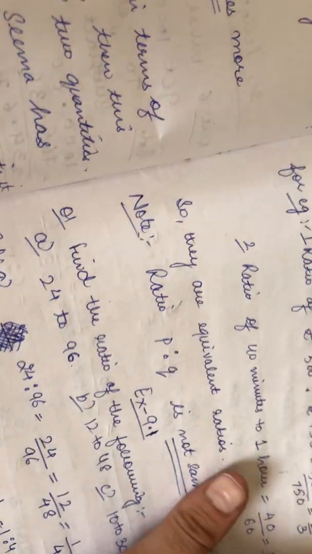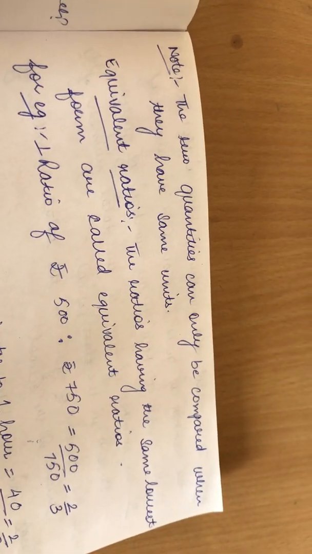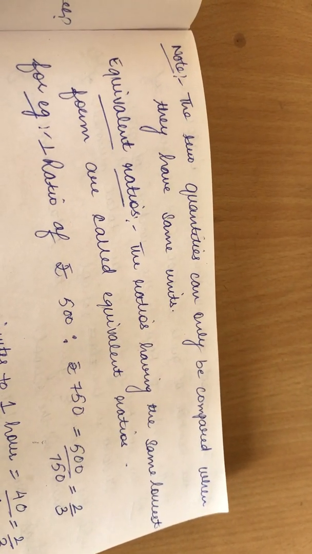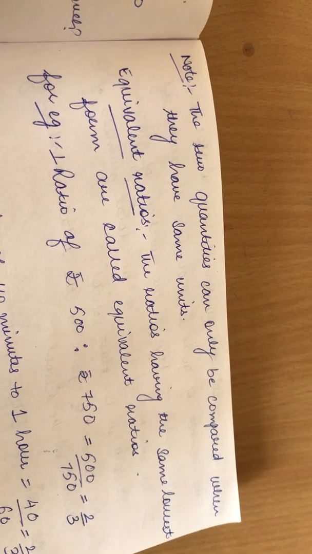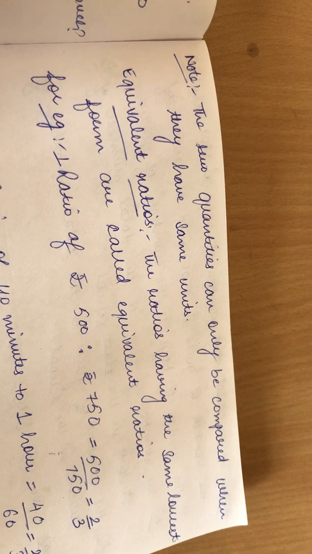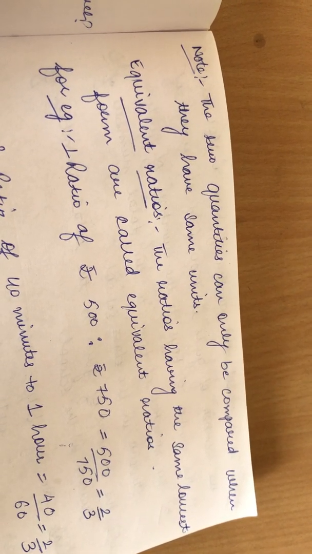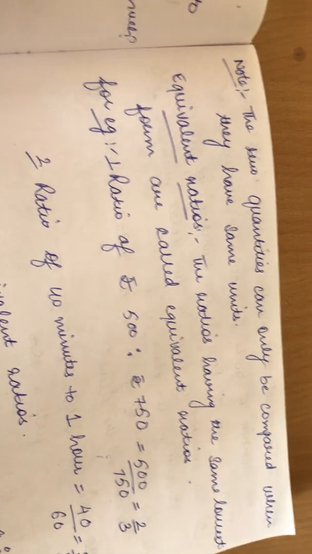Next, there is one note. The two quantities can only be compared when they have the same units. We always find the ratio when they have the same unit. For example, if I have length, both should be in meters or both should be in kilometers. If one is in kilometers and the other is in meters, then we can't find the ratio. The units should be the same.